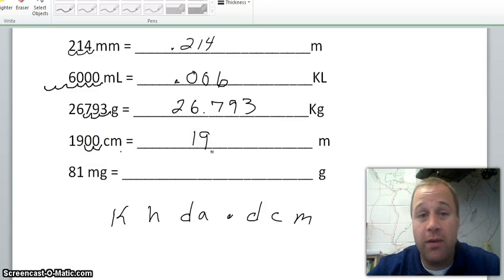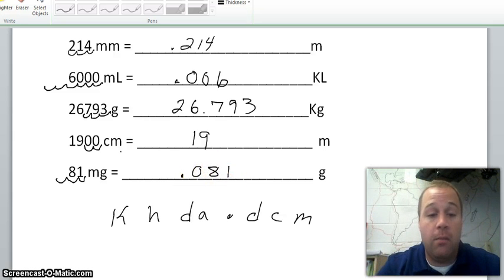You can put 0.00 if you want. You do not need to. As long as you have the 19 right, I'm going to assume you moved the decimal point correctly. 81 milligrams to grams. Milligrams is all the way on the right. It's the M. We're going to the dot, so 1, 2, 3 to the left. 1, 2, 3 to the left. So it's 0.081. And that's all there is to know about metric conversions.